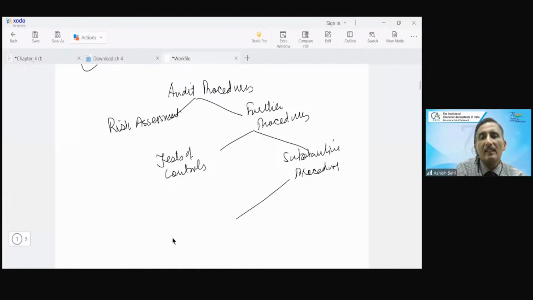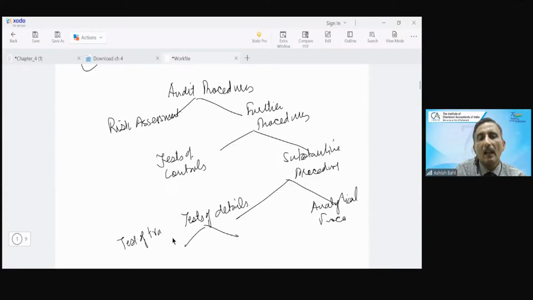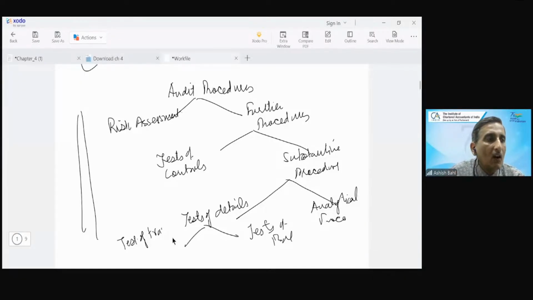And substantive procedures are again divided into tests of details and analytical procedures. And tests of details are divided into tests of transactions and tests of balances. So I think you already know the difference between all these. Now, tell me, what is the basic purpose of substantive procedures?